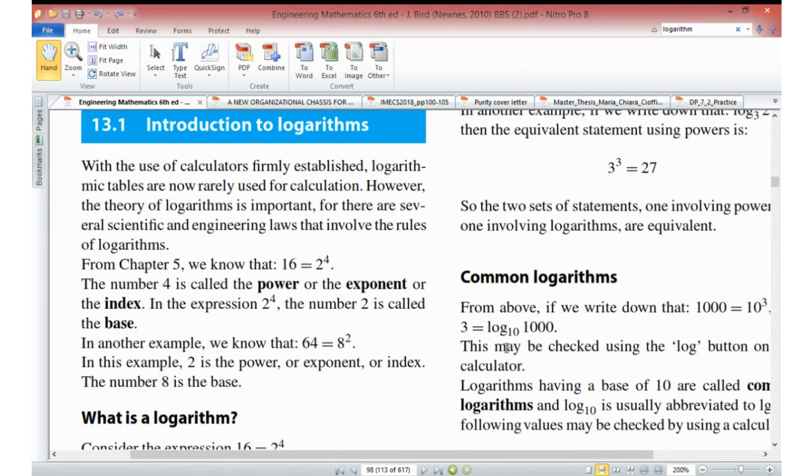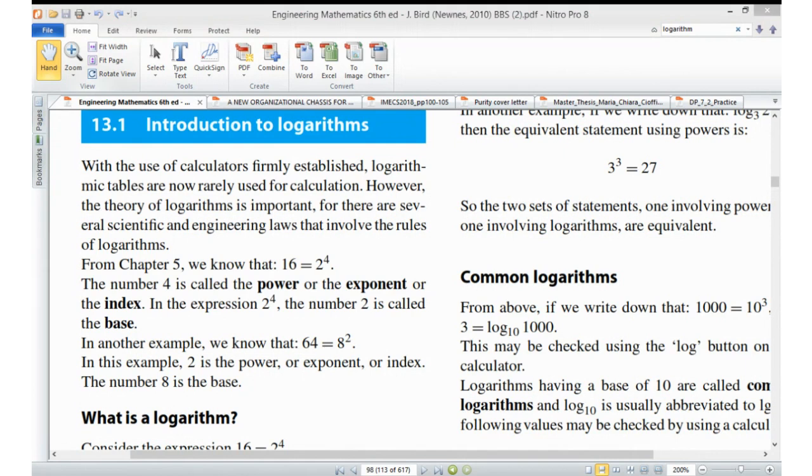Yes, so logarithms are a very important concept in mathematics too, and closely related to indices. The use of a calculator has really changed a lot of things. So nowadays, most of these concepts are not really as powerful as they used to be before.